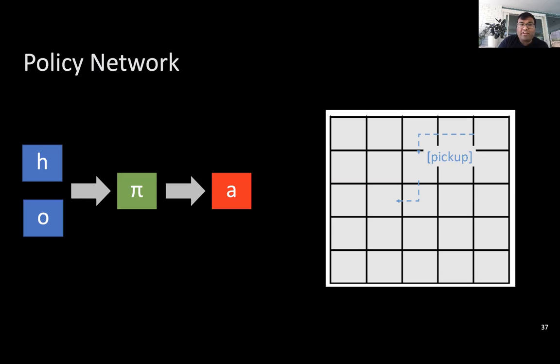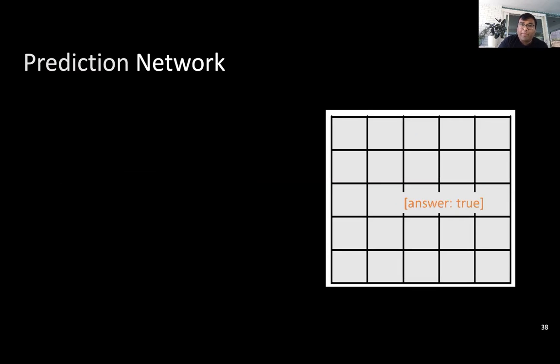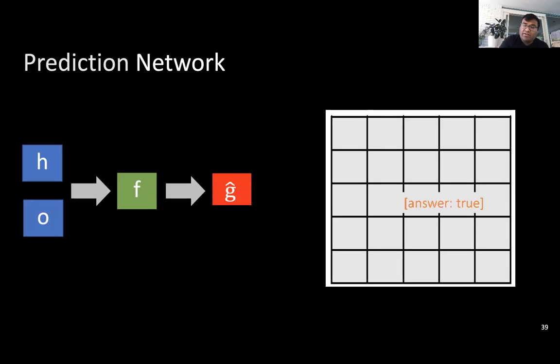But apart from learning the policy network, we also need to learn a prediction network. This prediction network takes as input the hypothesis that you're trying to predict whether it's true or not, and the observations that you have generated by taking actions. And now it has to predict whether this hypothesis is true or not. So if the torch is made, you will predict it's a true hypothesis. If the torch is not made, you will say, okay, it's a false hypothesis.